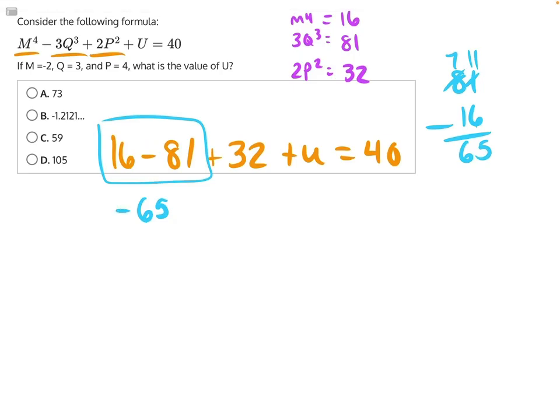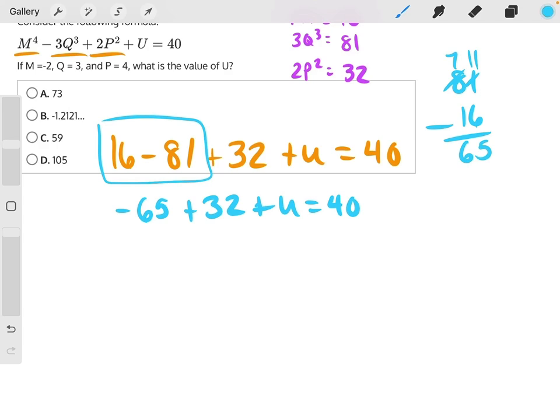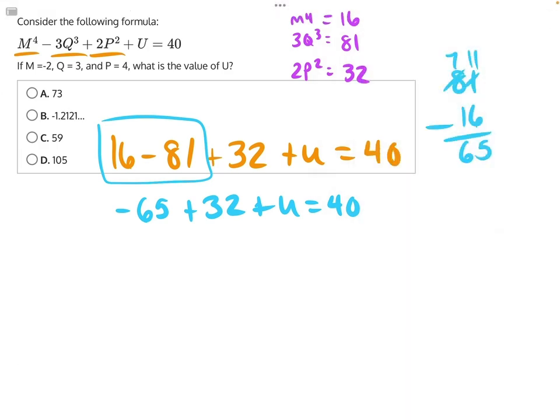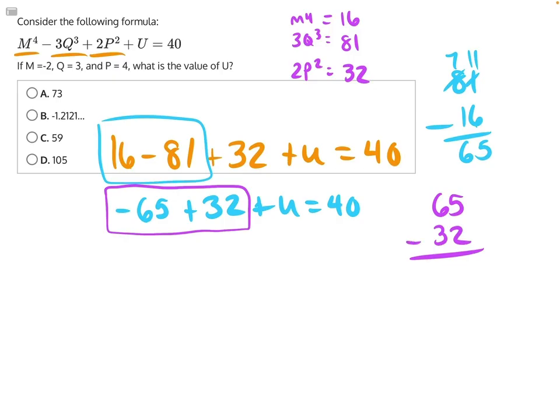So this is a negative 65 plus 32 plus u is equal to 40. Now, continuing from left to right, we need to add this negative 65 to this 32, and adding a negative is the same as subtracting a positive. So we can do our same trick and set this up like normal. Then we need to subtract. 6 minus 3 is 3. So we will have a 33, and again, the bigger number is going to carry the sign, and in this case, it's 65. So we have a negative 33 plus u is equal to 40.